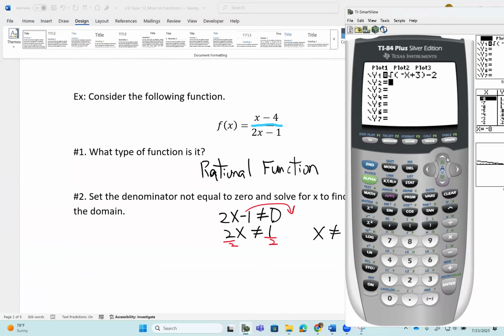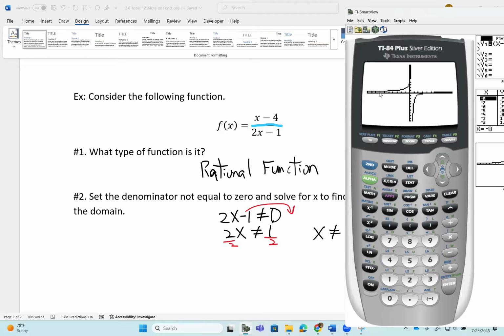Since I've got 2 terms on top and 2 terms in the denominator, the calculator needs to see this as 1 term over 1 term. So I need to put both terms on top in a parenthesis, x minus 4. Close parenthesis, then divided by, these two terms need to be in a parenthesis, 2x minus 1. All right, here we go. The graph looks like this.